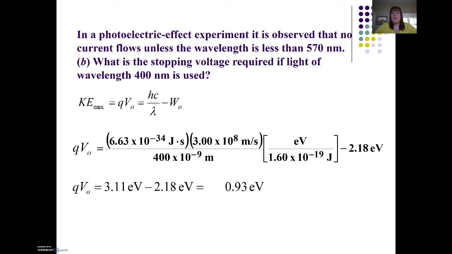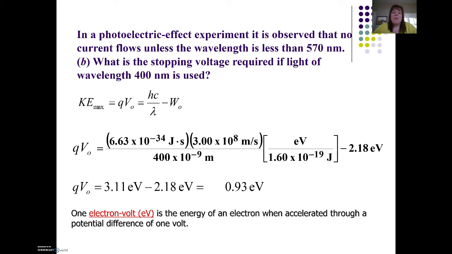Well, so what is that in terms of stopping voltage? Remember that an electron volt is the energy of an electron when accelerated through a potential difference of 1 volt. So if I do a little conversion here, 1 volt per 1 electron volt, it's just 0.93 volts. Another reason why it's cool to work in electron volts. My conversion is real simple. All right, so 0.93 volts.